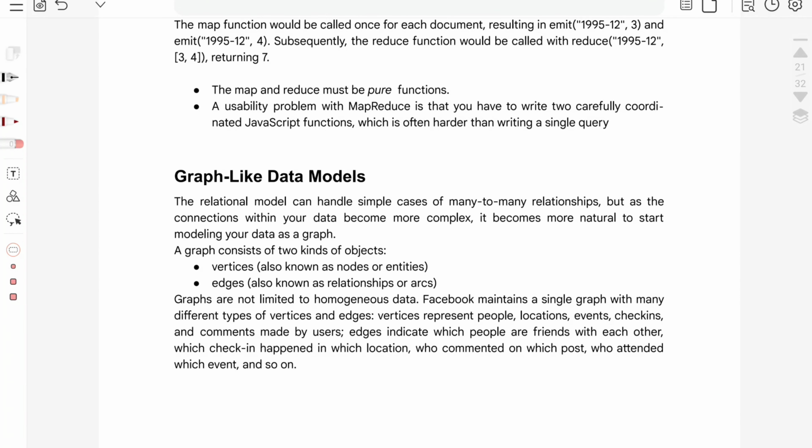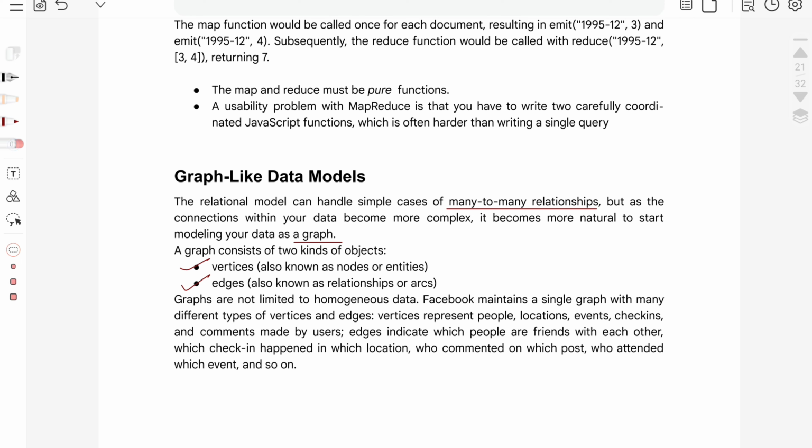The relational model can handle simple cases of many to many relationships. But as the connections within your data become more complex, it becomes more natural to start modeling your data as a graph. A graph consists of two kinds of objects: vertices, which are also known as nodes or entities, and edges, which are also known as relationships or arcs.